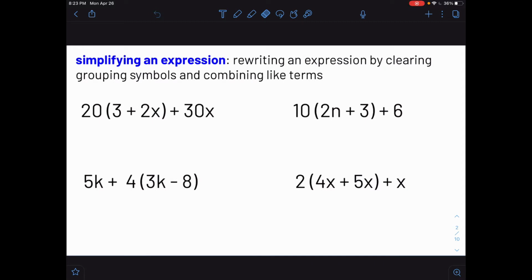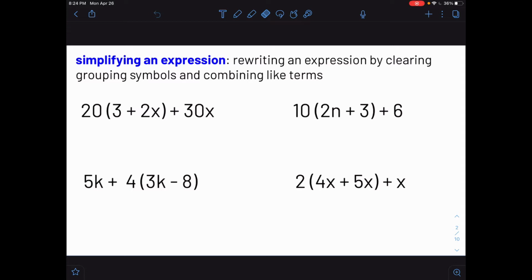So remember that simplifying an expression simply means rewriting it by combining like terms. That's what you learned yesterday. Today we're just adding one step: what if our expression has some grouping symbols? How do I go about simplifying?